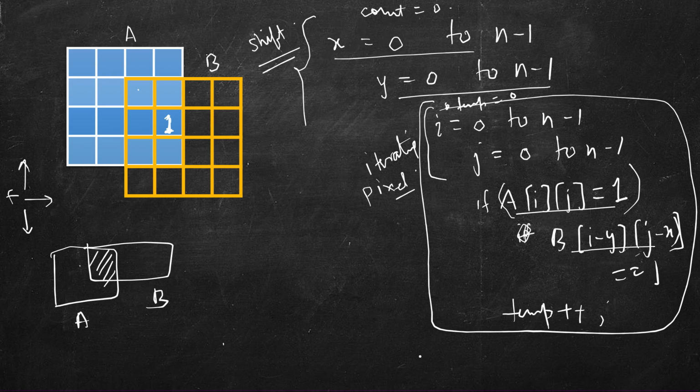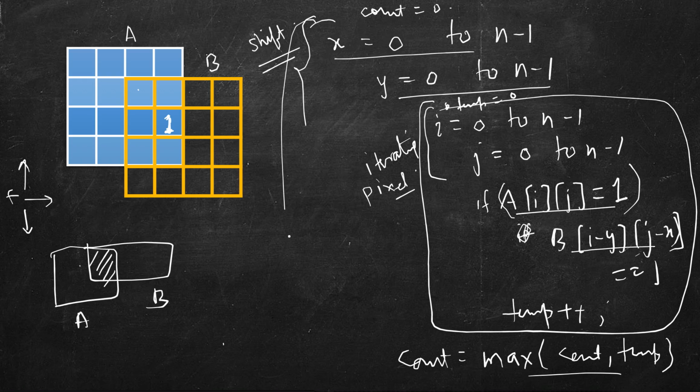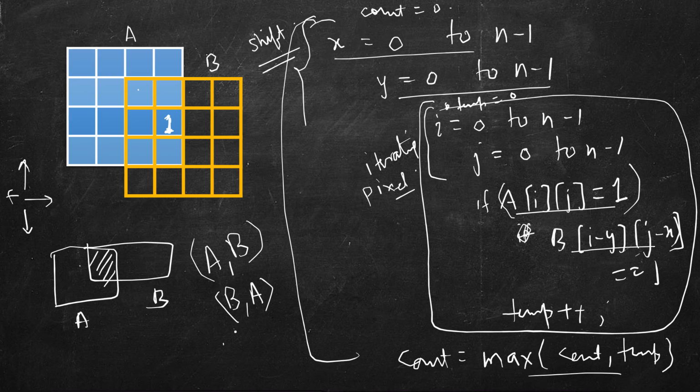So after this one shift, we will check count equal to max of count and this temp. That way we will check all the shifts and the global maximum. And we will need to call this function, whatever we have defined, 2 times, once passing A and B, next time passing B and A, to account for all the 4 shifts. So let's write the code for this. If you understand this, then you can write it very easily.